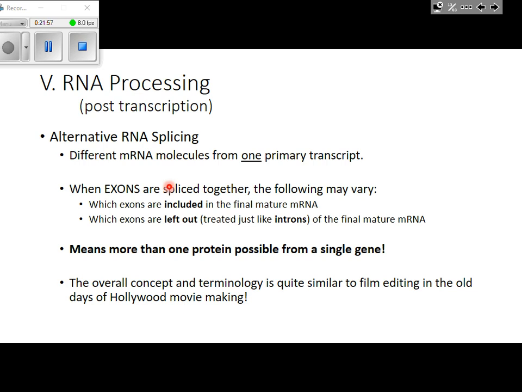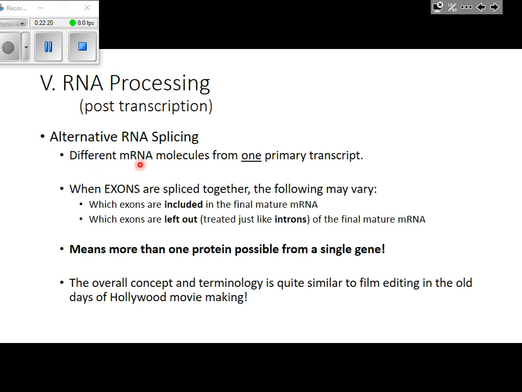Now that's pretty cool. What that means is you might have a gene that codes for one protein in, say, a nerve cell, and that same gene might code for a totally different protein in a blood cell or a muscle cell. How is that possible? Well, let me show you. It's called alternative RNA splicing.